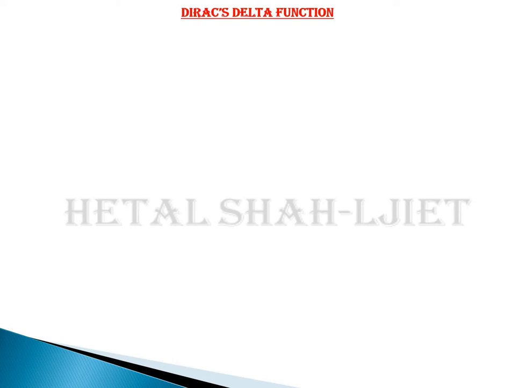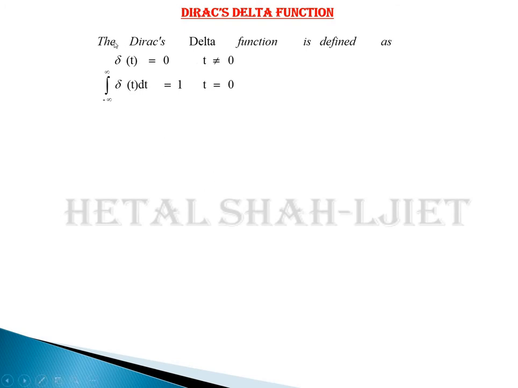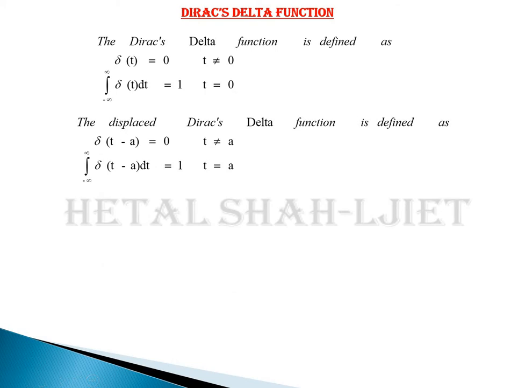For the Dirac delta function, the definition is: delta(t) equals 0 when t is not equal to 0, and the integral from minus infinity to infinity of delta(t) dt is equal to 1 when t equals 0. The displaced Dirac delta function is defined as delta(t minus a) equals 0 if t is not equal to a, and the integral from minus infinity to infinity of delta(t minus a) dt equals 1 if t equals a. Okay, so this is the basic formula of the Dirac delta function.